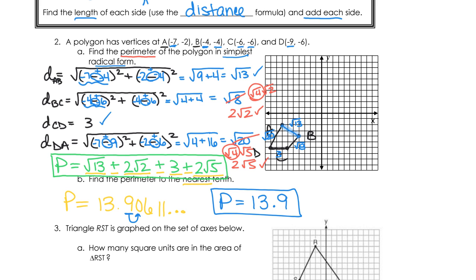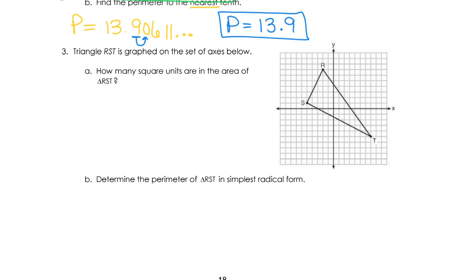All right. So let's take a look at number 3. And in number 3, it's saying that we have a triangle called RST, and it's already graphed for us, which is awesome. And in part A, they want to know how many square units are in the area of it. So thinking back, area, we're going to use our area formulas. And remember, the trick is, because this triangle is a little lopsided, we can't find the area of the triangle directly because we can't figure out the base and the height.